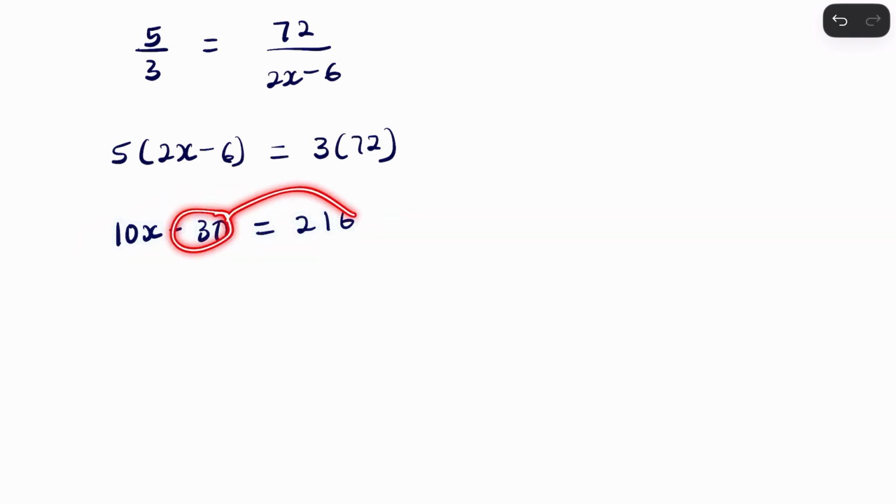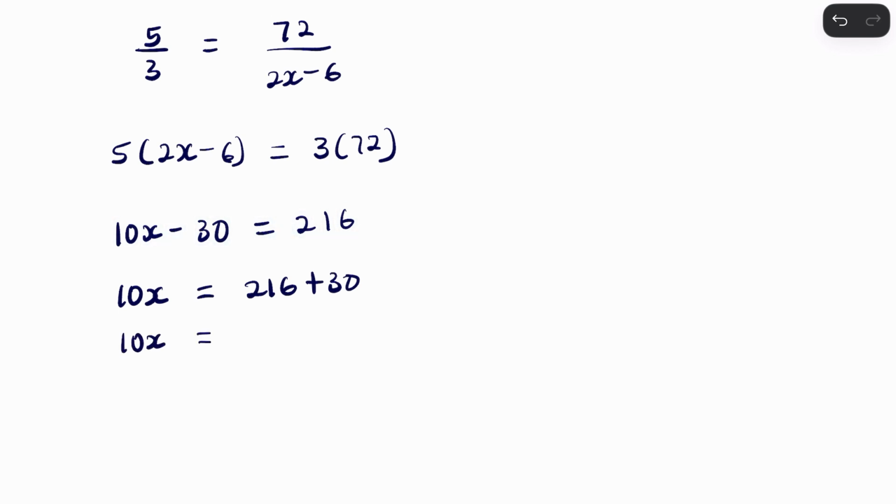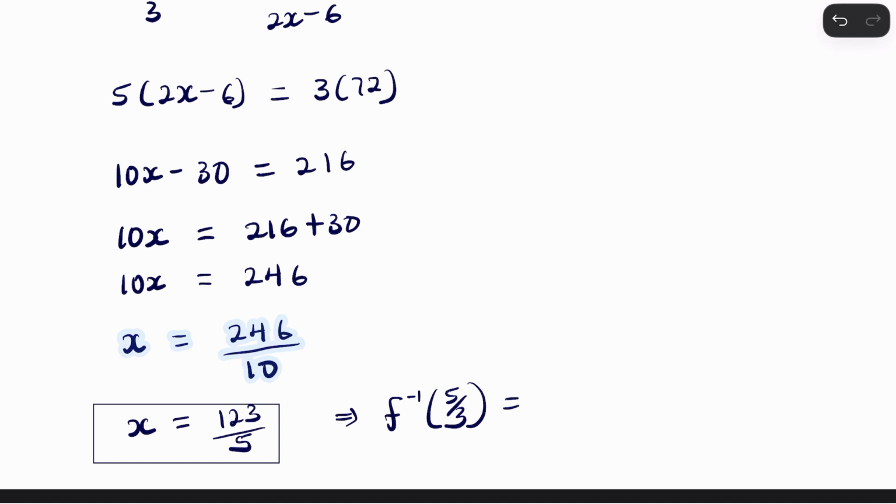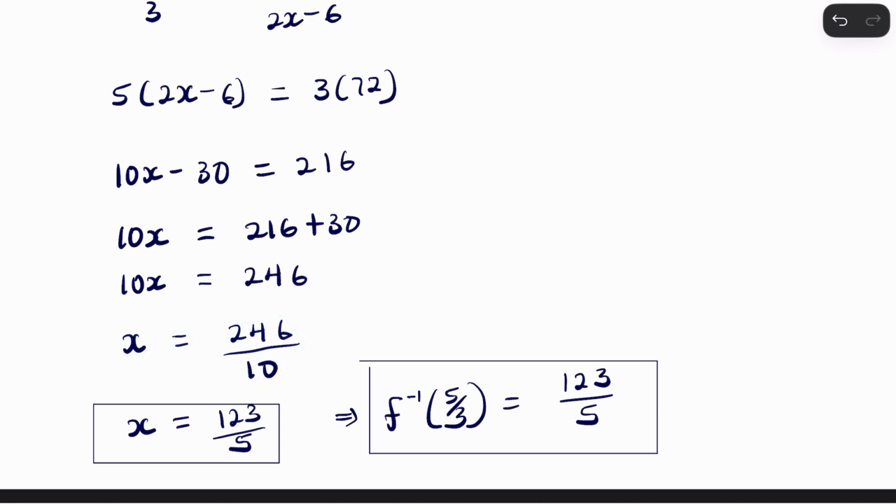Now let's solve for x. So you move this to the right hand side, then you simplify. So you're going to have 10x is equal to 216 plus 30. So that's 10x is equal to 246. Hence, x is equal to 246 divided by 10, right? And this is equal to 123 divided by 5. Thus, we can say that f inverse of 5 on 3 is equal to x, right? But x is now equal to what? 123 divided by 5. So this is the value for f inverse.